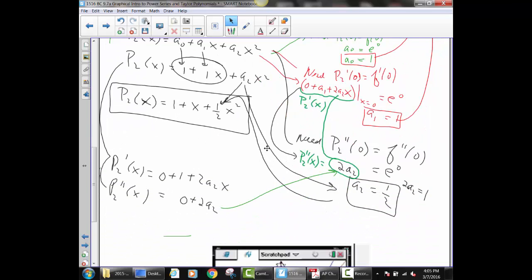But we also need the second derivatives. Well, if this is the first derivative, then the second derivative is going to be 0 plus 2a2. We need the second derivative of P2 at 0 to equal the second derivative of f at 0. So f of x is e to the x, first derivative is e to the x, second derivative is e to the x. So the second derivative at 0 is e to the 0, which is 1. The second derivative of P2 at 0 is 2a2, since there's no x to replace by 0. That means 2a2 would have to equal 1, which means a2 would have to be equal to a half.